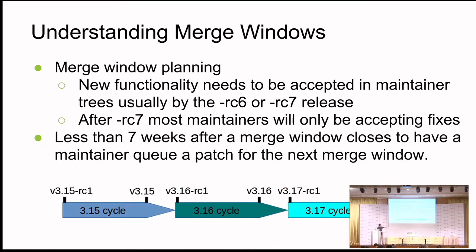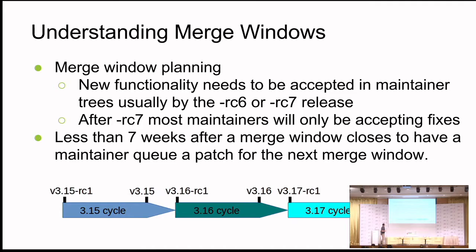So the key here is you're not going to start something new 2 weeks before the merge window opens. You need to have new functionality accepted in that maintainer tree, whether it's a maintainer that owns a driver or a subsystem like regulators. It has to be in there by, say, RC6 or RC7. That would be the 6th or 7th week after the previous merge window closed.